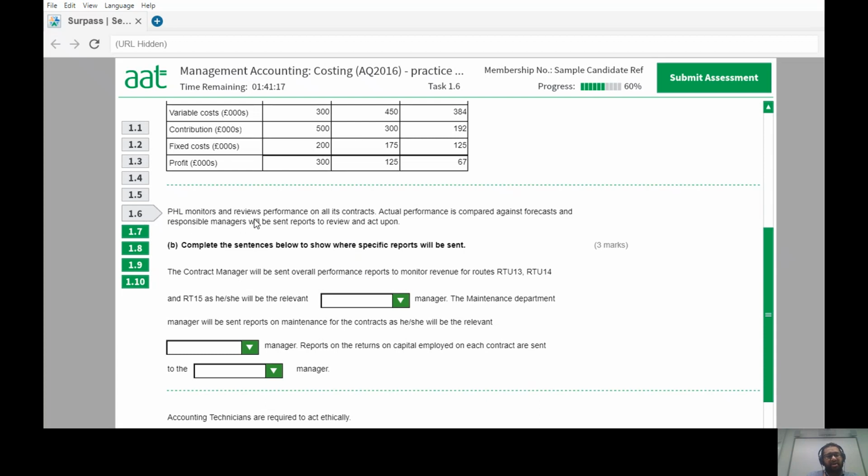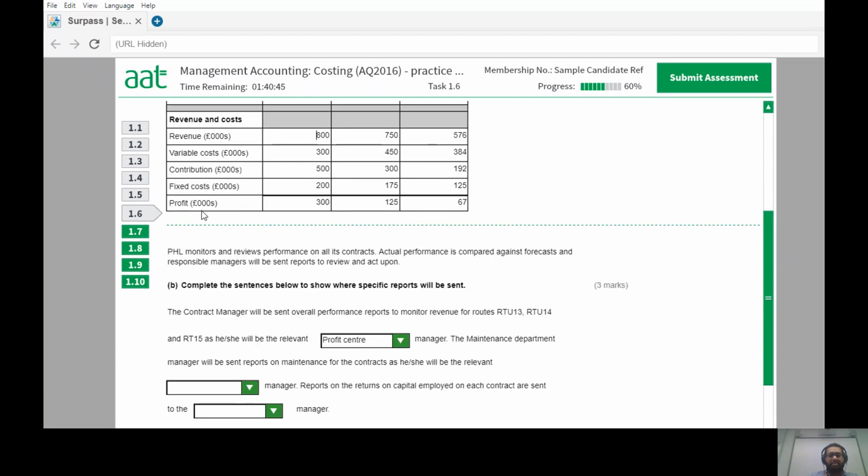PHL monitors and reviews performance on all its contracts. Actual performance is compared against the forecast. The responsible manager will have sent reports to review and act upon. So now they're asking you here, complete the sentence. So look at this one now. The contract manager will be sent overall performance to monitor the revenue for routes 13, 14, and 15. So he or she will be a relevant profit center manager.